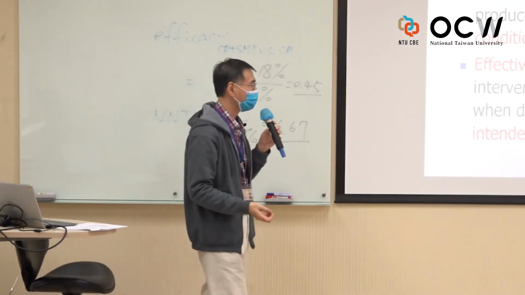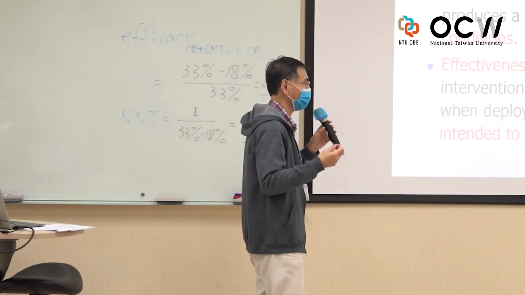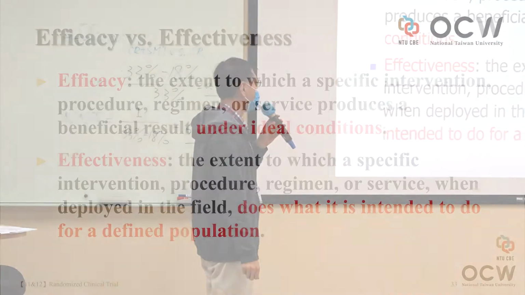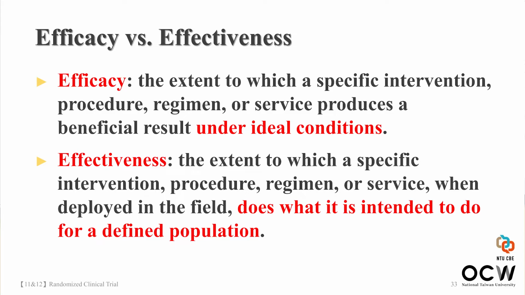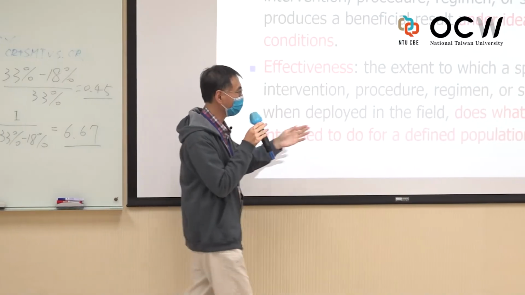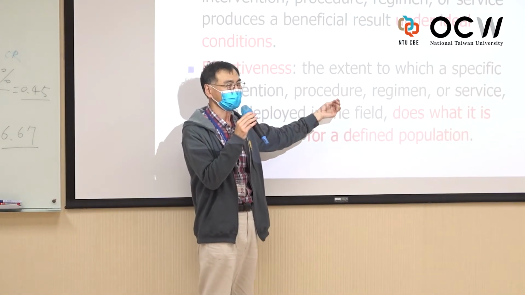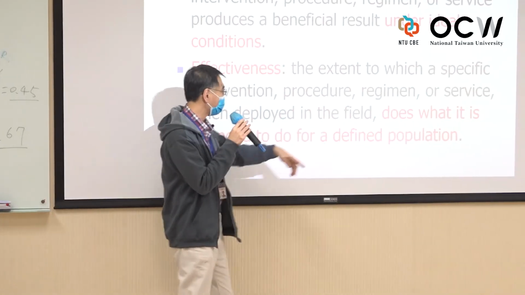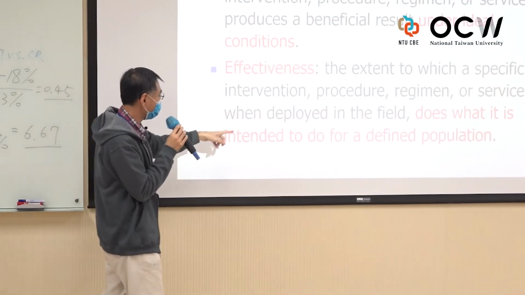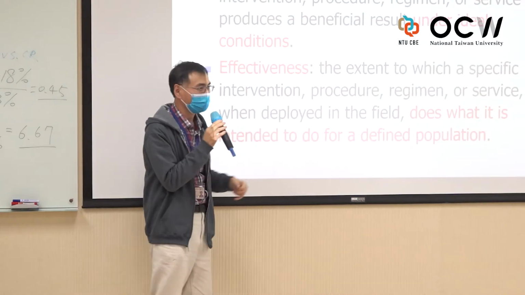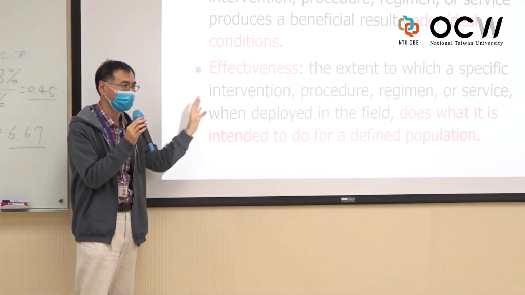So effectiveness will be something more in the real world, or in reality. Effectiveness means the extent to which a specific intervention, procedure, regimen, or service, when deployed in the field, does what it is intended to do for a defined population. The field could be the community, or a hospital or clinical setting, right? So this is more like a real-world thing.